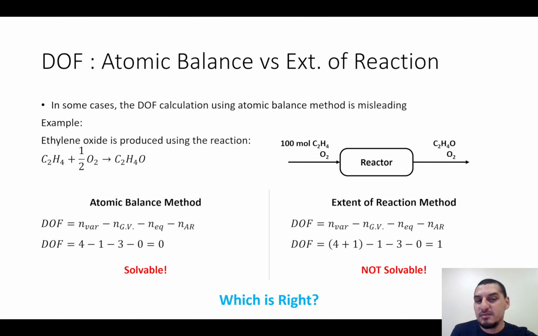I know that this is something that you might not notice from the beginning, but this is just giving you a hint that this is something that might happen. So I don't want you to go through the solution and take the atomic balance degrees of freedom for granted, and now the system is solvable.